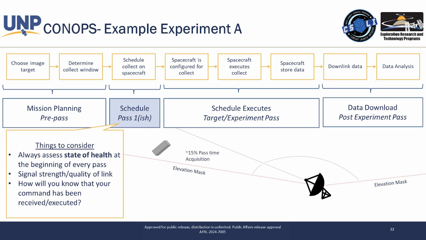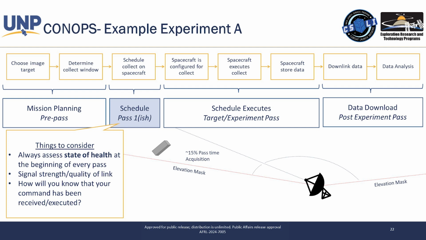For scheduling itself and coming into your pass, you should always be assessing the state of health at the beginning of every pass and fully recognizing that you may be changing your plan for that pass based on what the state of health is saying. If everything's looking good and healthy and you're comfortable with it, then you can move on to your plan. If things aren't looking good and it's either a full-on anomaly or things just aren't looking quite right, don't be afraid to cancel that pass and then try it again later. The last thing that you want to do is make your satellite worse and try and do things that it's not healthy enough to do.